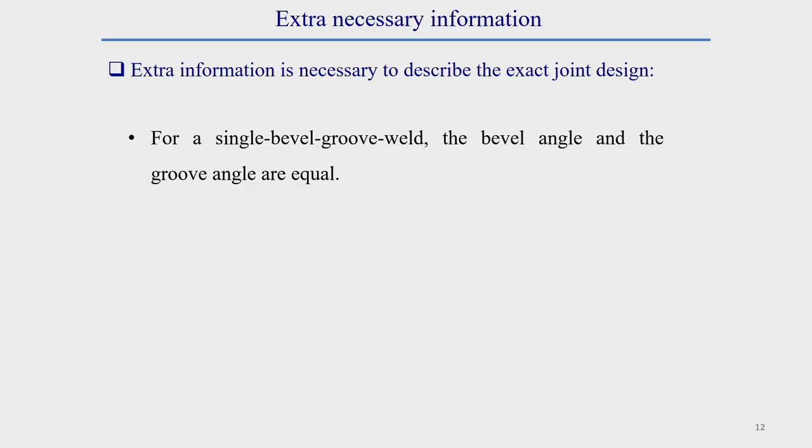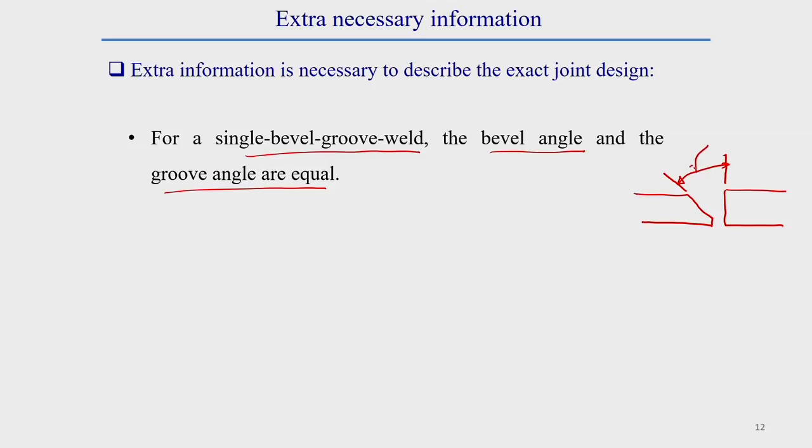For a single bevel groove weld, the bevel angle and the groove angle are equal. That is what I have already explained in detail. A single bevel means if one piece is beveled, the other piece is a square preparation. This is generally called a single bevel groove weld. Whatever the angle between these two members, this is called the bevel angle, or the groove angle. I have already told about this in previous slides. That means bevel angle and groove angle are the same for a single bevel groove weld.